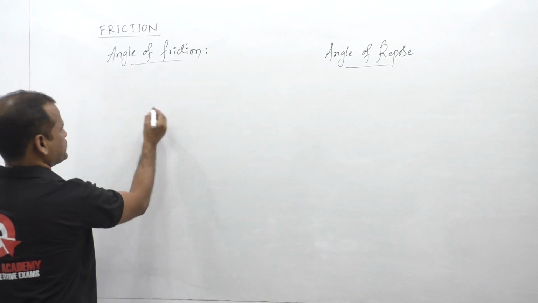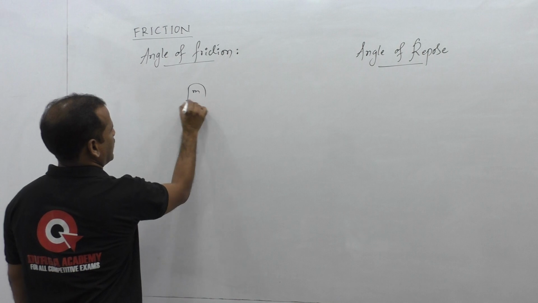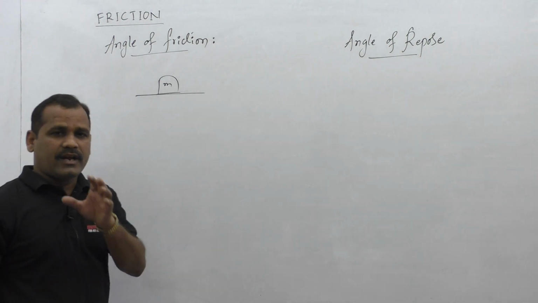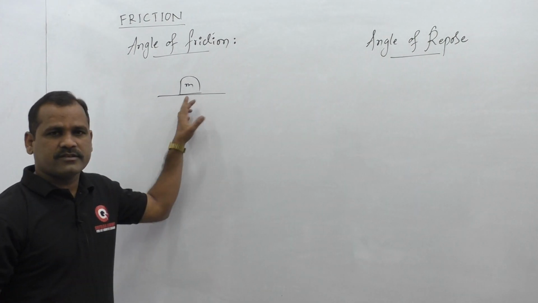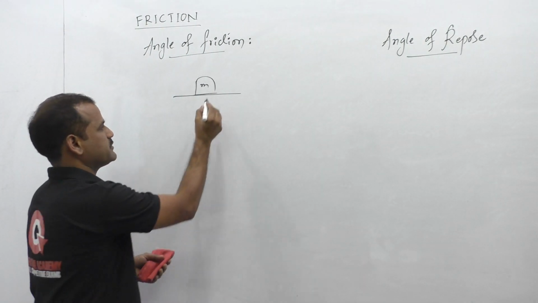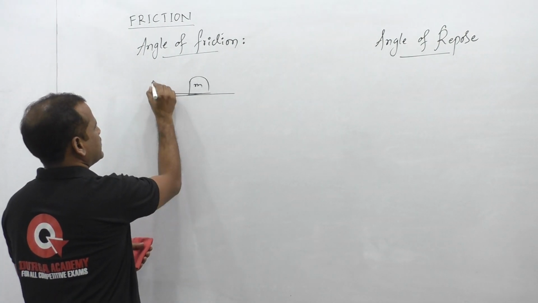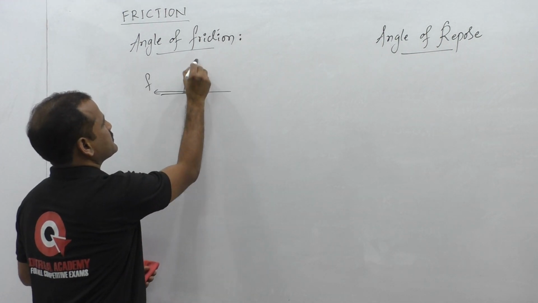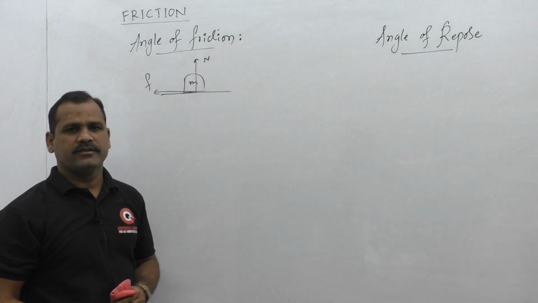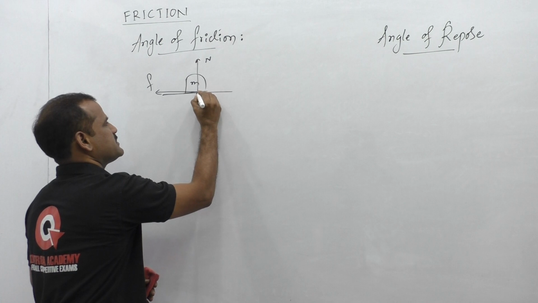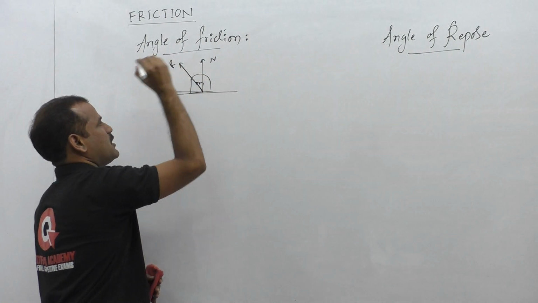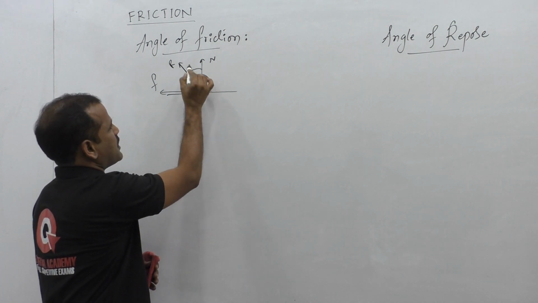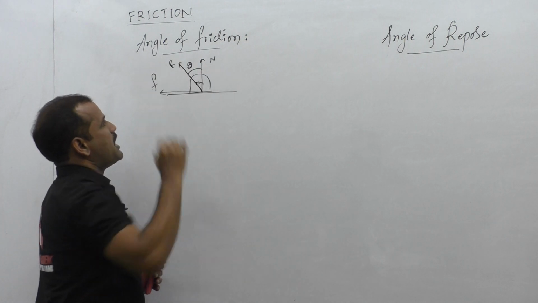First one, angle of friction, when an object is kept on a horizontal surface like this. We know that two surfaces are in contact. The electromagnetic force between the two surfaces is always resolved into two components. One is tangent to the surface, which is taken as the frictional force, and the other, perpendicular component, we take as the normal force or normal reaction. Let us consider the resultant of these two as capital R.